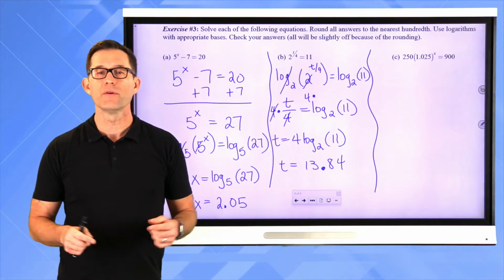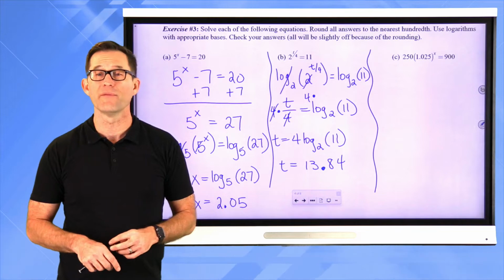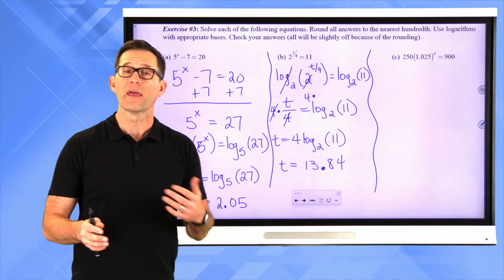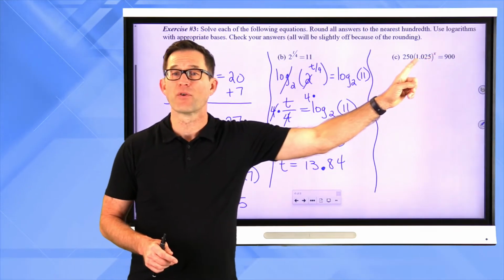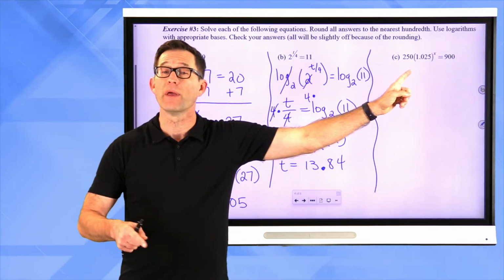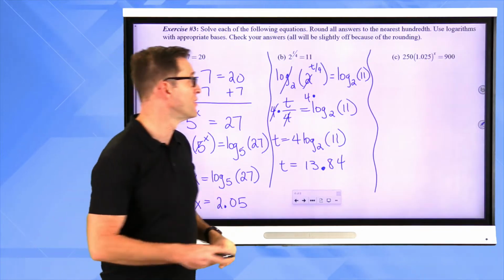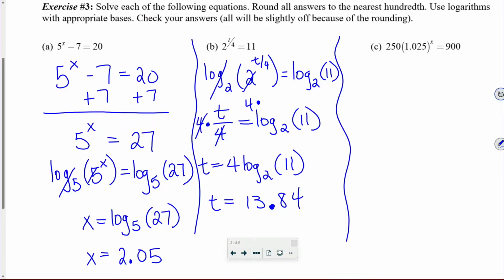All right, we've got 250 times 1.025 to the x equals 900. Again, thinking of order of operations, we've got the exponentiation coming first, then the multiplication. So when we undo all of this, the first thing I'm going to do is simply divide by 250 on both sides. Let me rewrite the equation down so that you can see it a little bit better on your tiny screens. So I'm going to divide both sides by 250.